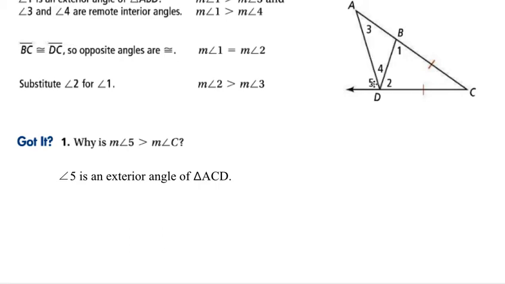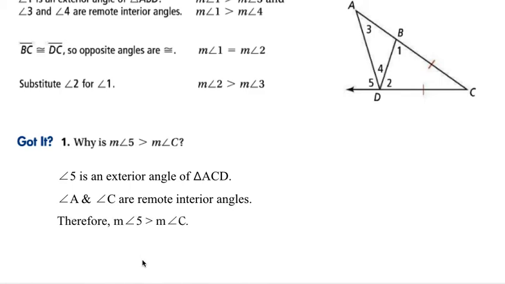If it's an exterior angle, then angle 3 and angle C are its remote interior angles, right? Angle A, which is angle number 3, and angle C are remote interior angles of that same triangle. So we know that angle 5 is bigger than either of its remote interior angles. Therefore, angle 5 is greater than angle C, which is what we were trying to prove.